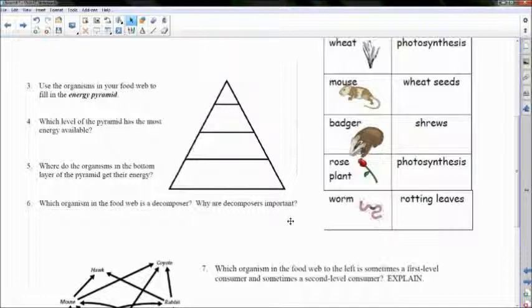Now, worms are important decomposers, but by far the most important decomposers are bacteria. Bacteria are the things that really break things down to a cellular level.